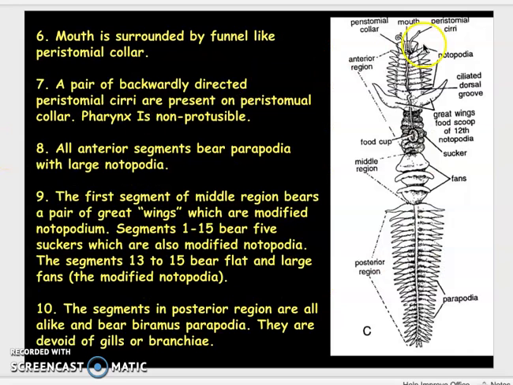Then the body is divisible into three regions: an anterior region, a middle region, and a posterior region. The prostomium is small, and the peristomium is funnel-shaped, and the peristomial cirri are present. These two are the peristomial cirri.